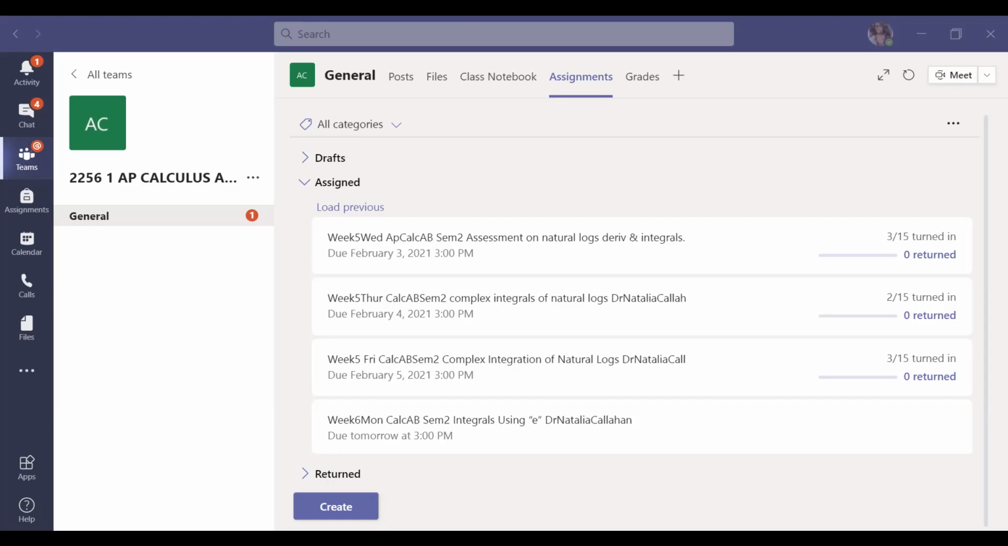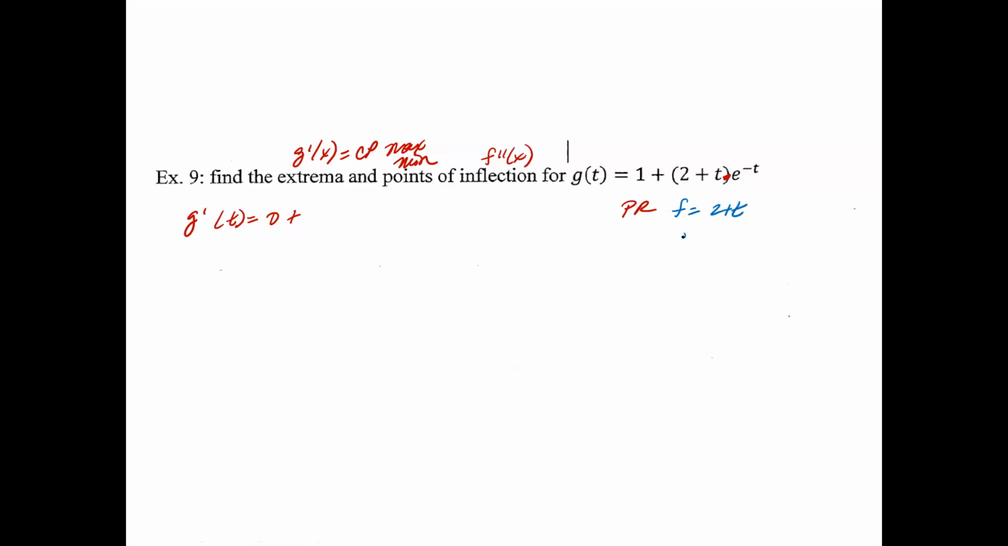Then g prime of t is going to equal the derivative of 1, which is 0, plus here, oh my goodness, a product rule. I'm going to put PR for product rule. So in which case you're going to have f equals 2 plus t, f prime is 1. g is e to the negative t, g prime is e to the negative t times the derivative of negative t, which is negative 1. So g prime equals negative e to the negative t.